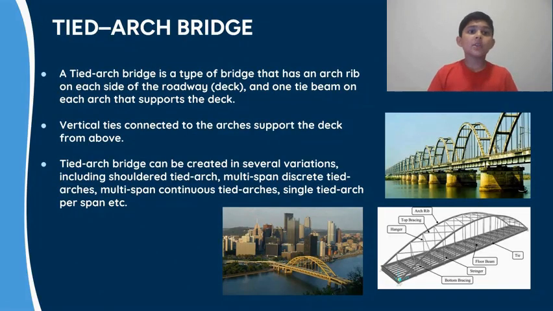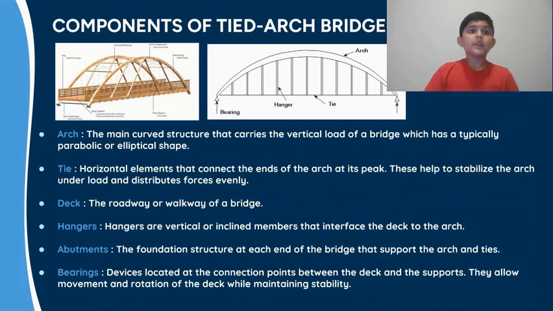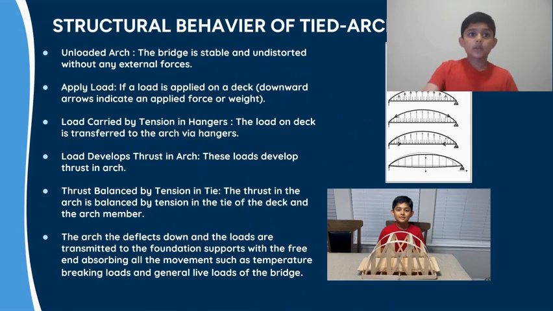Now, let's talk about the tied arch bridge. A tied arch bridge is a type of bridge that has an arch on each side of the roadway and one tie beam on each arch that supports the deck. These are the main components and structural behavior of the tied arch bridge. Let's watch the video explaining both.